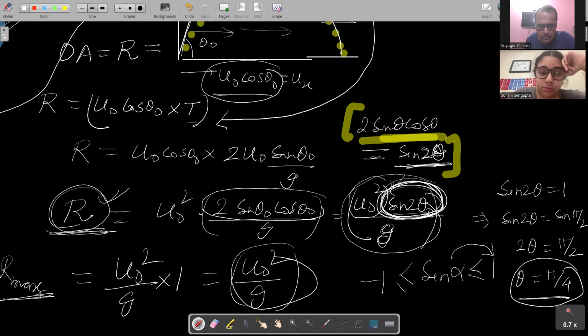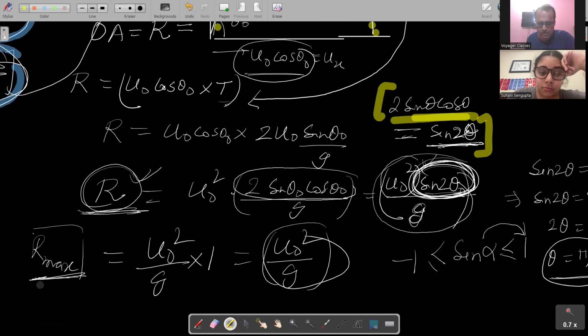This is one type of question I have seen in your question paper. This is one way by which we can understand how to find out the R max value. That's the way. Now, if you have any questions, ask me up to this level.